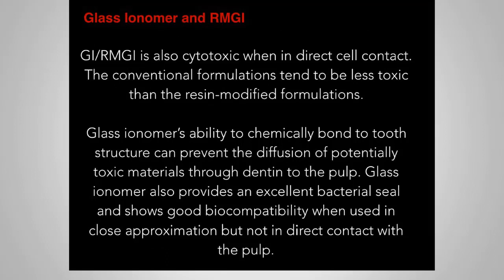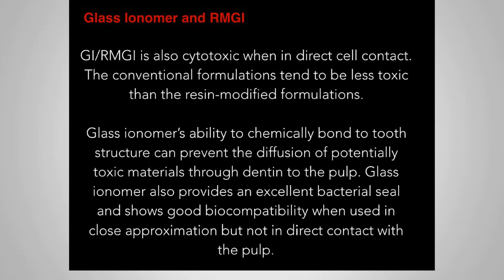Then we have glass ionomers and RMGI, resin-modified glass ionomer, and again, they're also cytotoxic when they're in direct contact with a dental pulp. And the conventional formulations of these are less toxic. I mean, GI is also acidic, and these are things that we have to be aware of. Now, the good thing is GI does bond to the tooth, and that's going to stop your microleakage. But it's good, it's biocompatible, but it's not to be in direct contact with the pulp.